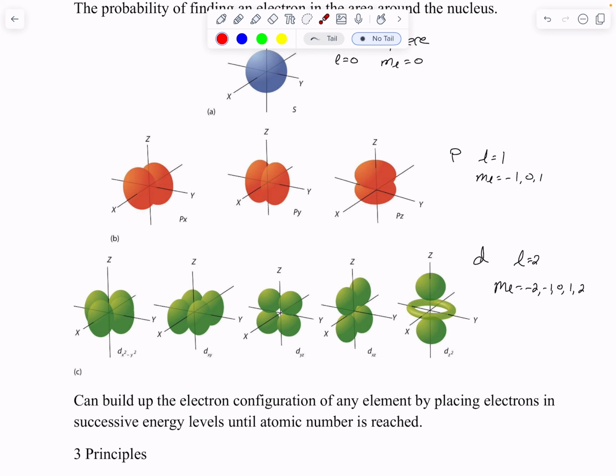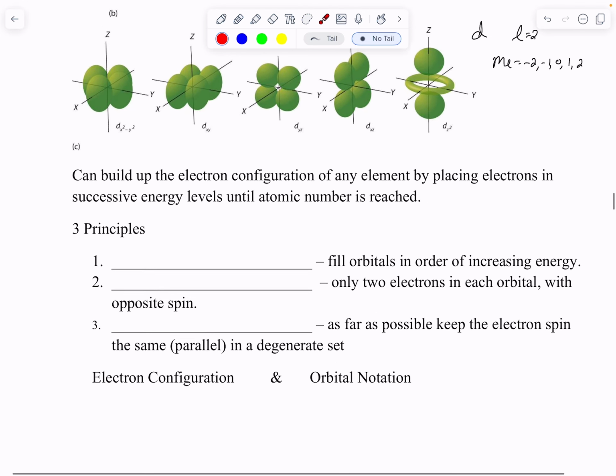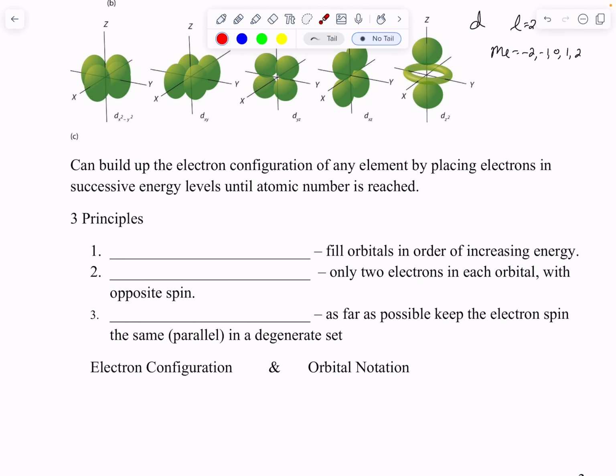Now, we want to know how the electrons are placed in these atoms, because we want to be able to predict behavior. And so we can bring up what we call the electron configuration. There are 3 principles. There's the Aufbau principle, from Bohr, that we fill in orbitals in order of increasing energy.